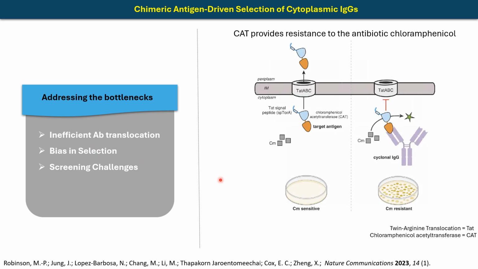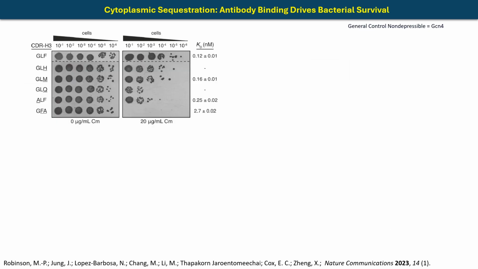So to overcome the problems, the work developed a technique where antibodies are expressed in the cytoplasm of E. coli. A chimeric antigen is created by fusing the antigen to an antibiotic enzyme, CAT. The chimeric antigen is designed to be transported out of the cell through the TAT pathway. However, if the antigen binds to the antibody, this cannot happen. So the enzyme can inhibit the antibiotic activity and the bacteria can survive.